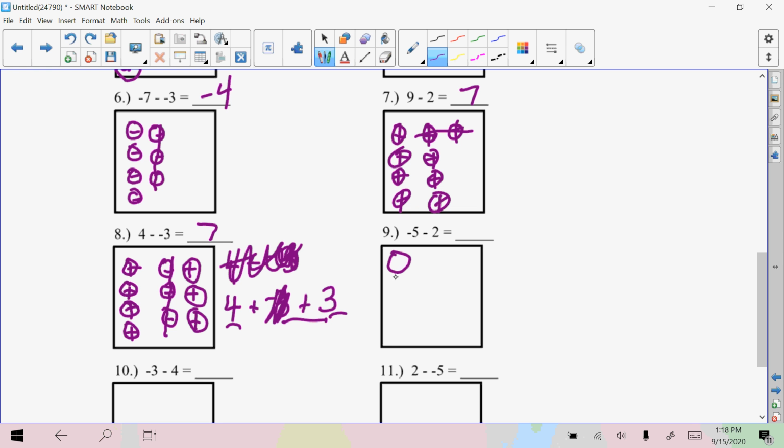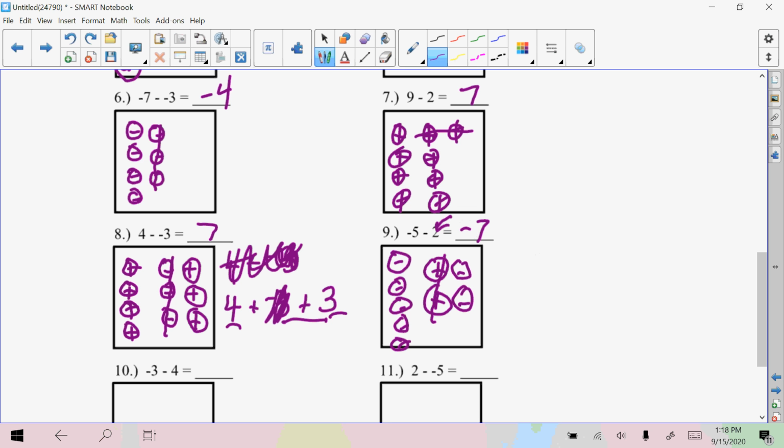So we're starting with negative 5 here. So let's just make 5 negatives. And we need to take away 2 from that. Those 2's are positives. So let's go ahead and put 2 in here. They're positives. But we don't want to change the value, so let's just make those zeros by putting negatives along with those. Well, now I have 2 positives that I can take away, and I end up with 7 negatives.